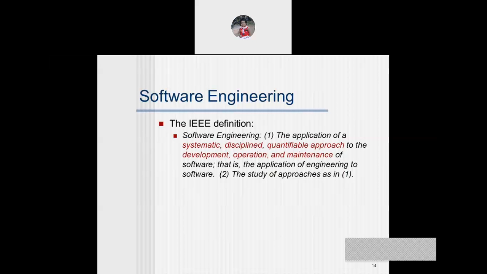Disciplined means focusing on any one topic. Let's take an example: when I want to develop software for a hospital management system, we focus on all the requirements and the design models based on the hospital management system. That we call discipline. Quantifiable approach: it should be quantifiable, it should not be a qualifiable process.